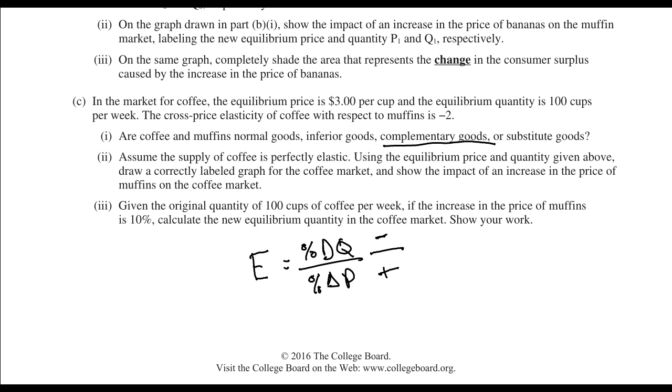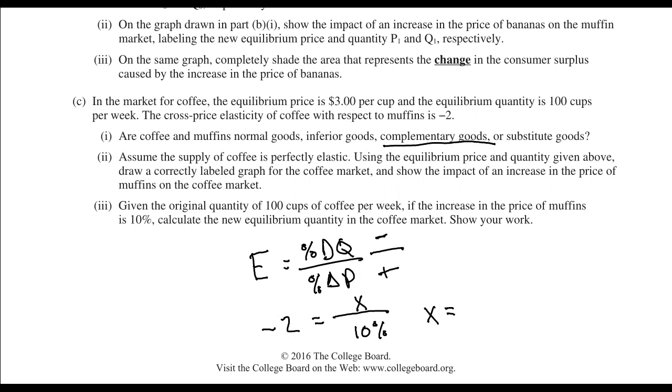So now, part 3. Given the original quantity of 100 cups of coffee per week, if the increase in the price of muffins is 10%, calculate the new equilibrium quantity in the coffee market. So we knew the cross price elasticity was -2. In fact, I'm going to do my work right here. We knew that this was -2, and the percent change in price was 10%. So what is going to be the percent change in quantity? That's what we've got to find out. So just a little arithmetic there.